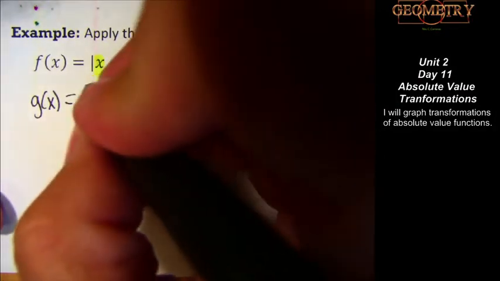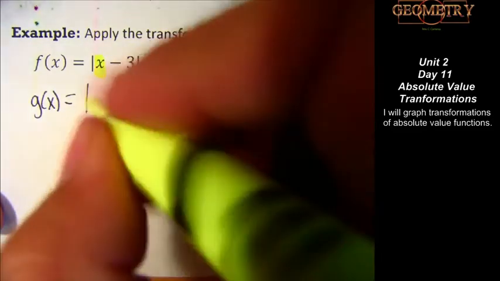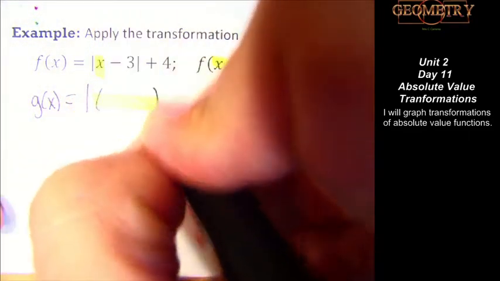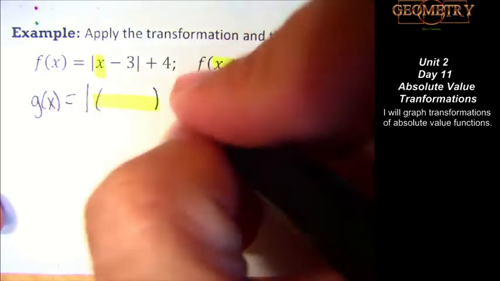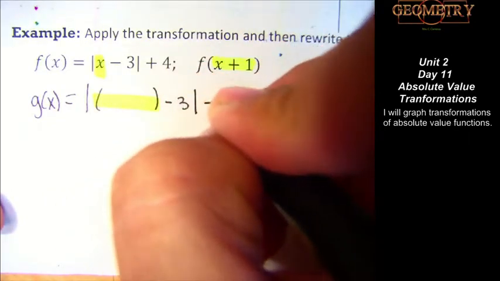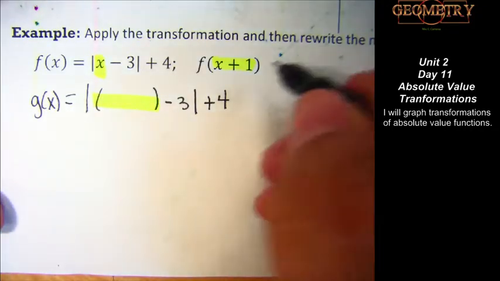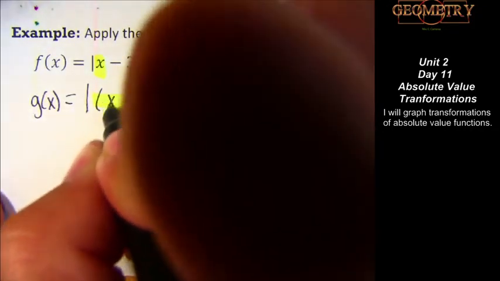All right, so g of x equals, and I'm going to write whatever it was that the transformation said in place of x, and everything else is going to be the same. My transformation was x plus 1.